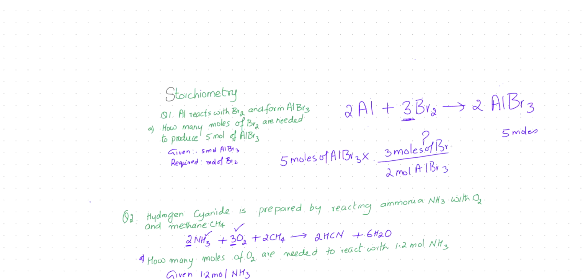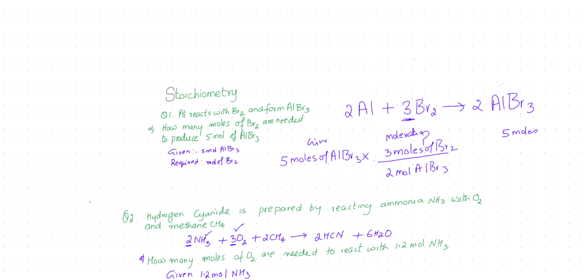So this is the mole ratio, and this is the given amount. So given times, we write the mole ratio. Whatever is given, we write in the denominator, the same reagent. Whatever we have to find should be on the top. Like how many moles of bromine? So 3 moles of bromine. We have to write the one which we are calculating at the top.